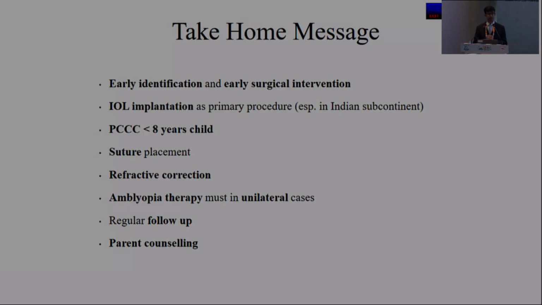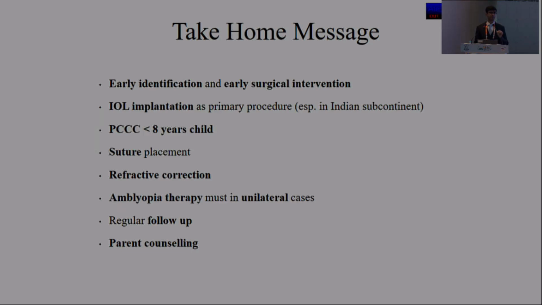IOL implantation in the Indian setting does have a key role. PCCC less than 8 years of age is very useful. Suture placement, because the tissue is very elastic and has less scleral rigidity. Refractive correction, regular follow-up is very important. Amblyopia therapy and management is key. And regular follow-up. The surgery per se is not the job. The job is the follow-up.